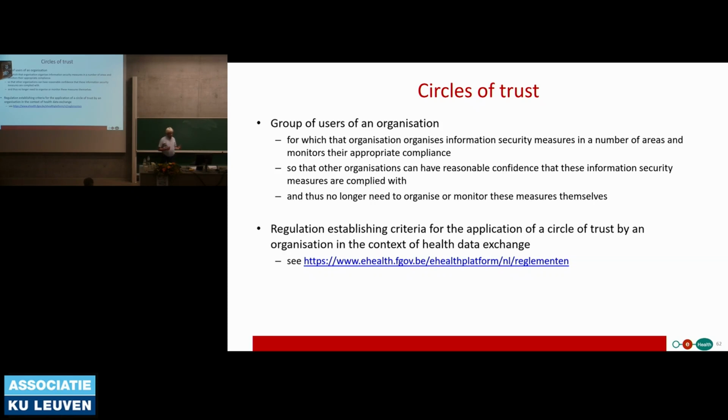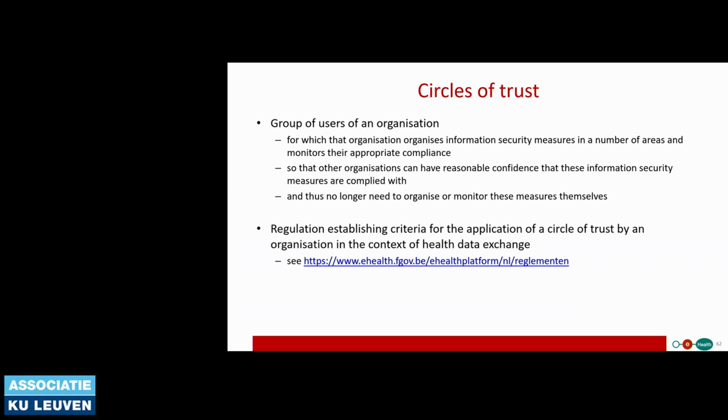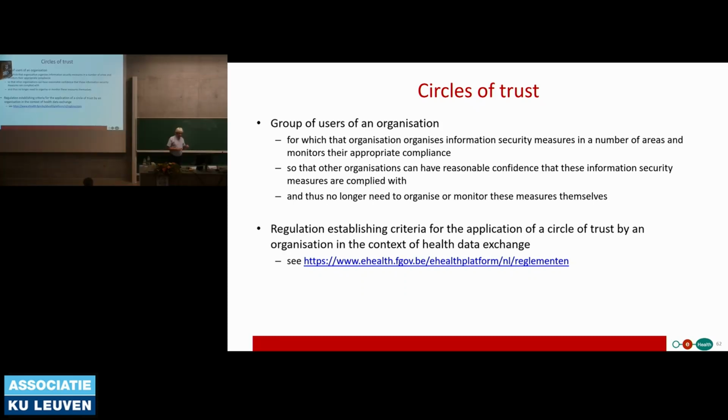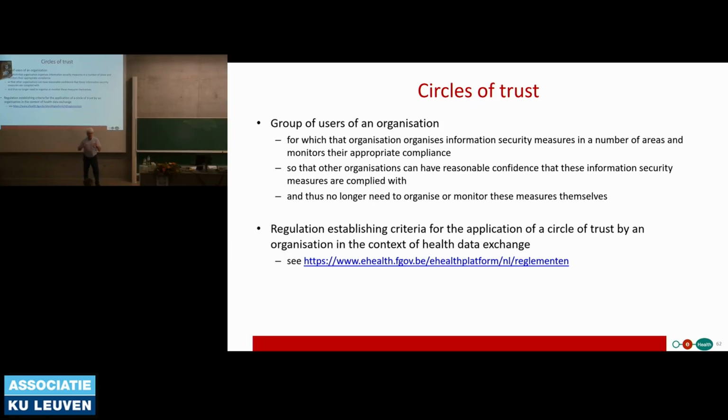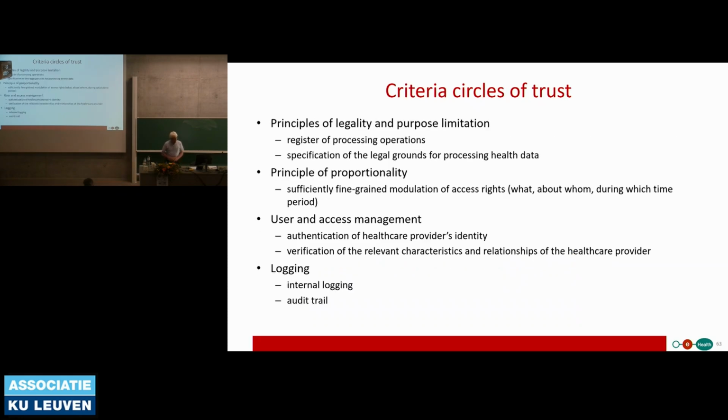A circle of trust is a group of users of an organization, for instance, a hospital, for which the organization organizes itself a number of information security measures so that other organizations can have reasonable confidence that the information security measures are complied with, and there is no need anymore to check these measures themselves. So we know, for instance, that there is a therapeutic relationship between a patient and a hospital, but not what healthcare provider in that hospital. That's done locally, because otherwise we would know too much information about the health situation.